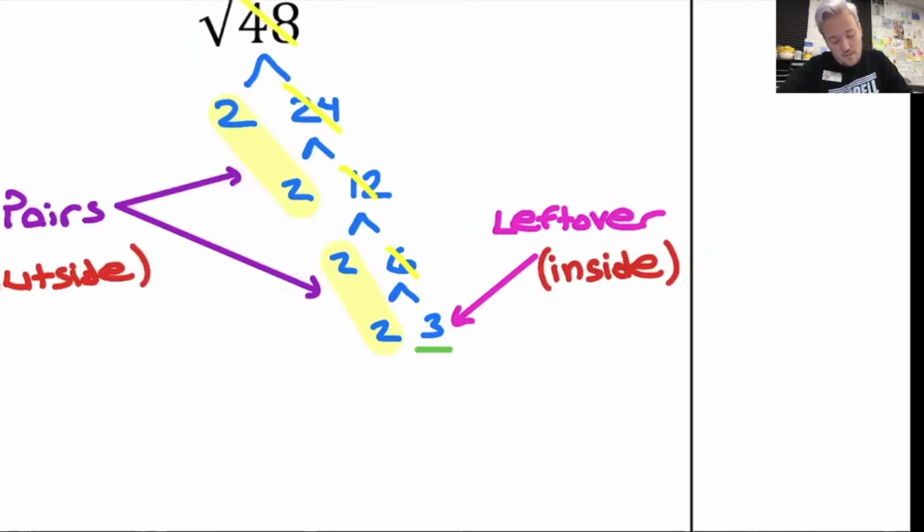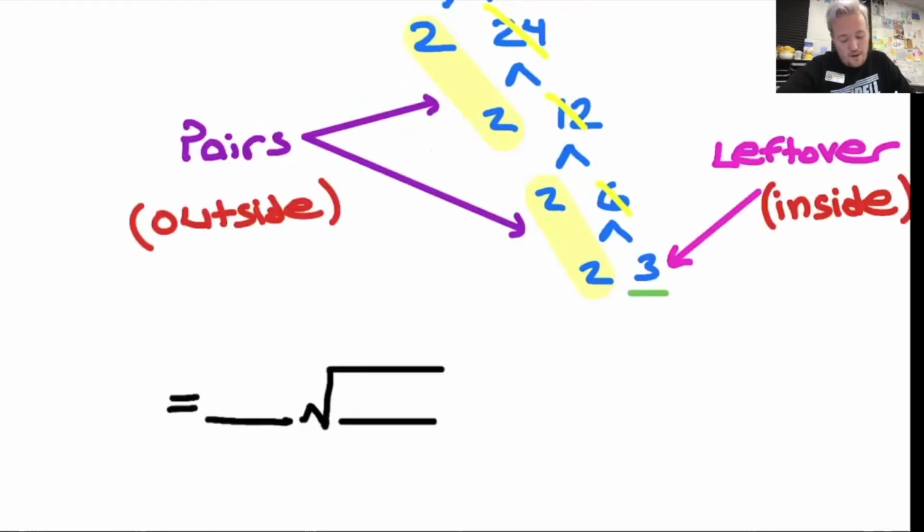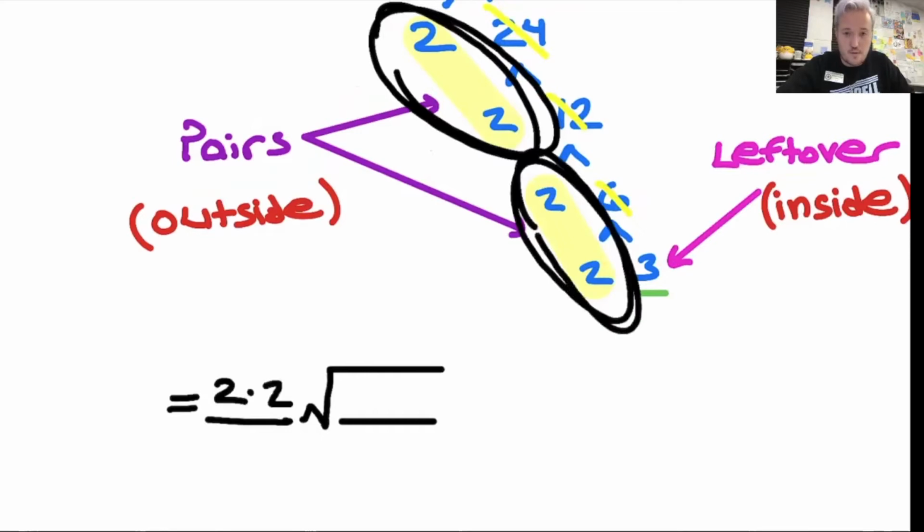All right, so I'm going to draw my radical. So this is outside the radical, and then I want values inside the radical. I have a pair of 2s right here, so I'm going to write that 2 only one time. And then I have another pair of 2s over here, so I'm going to write that on the outside as well. You only write the pair number one time on the outside.